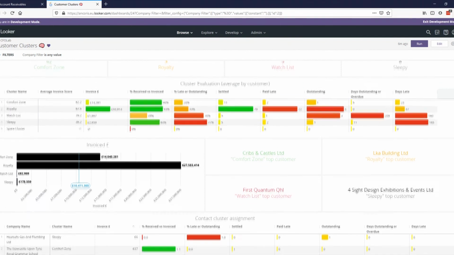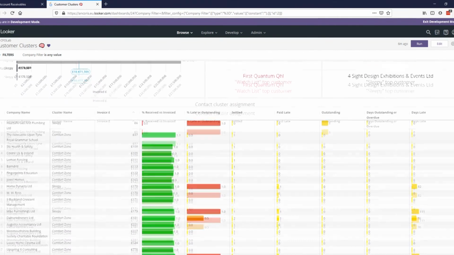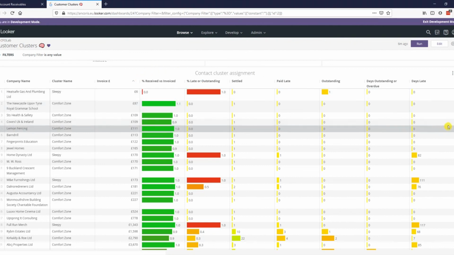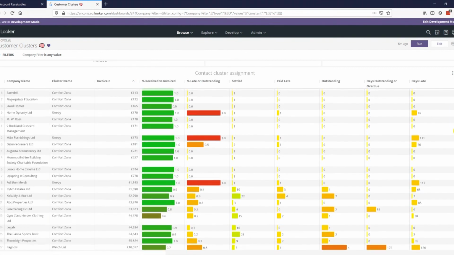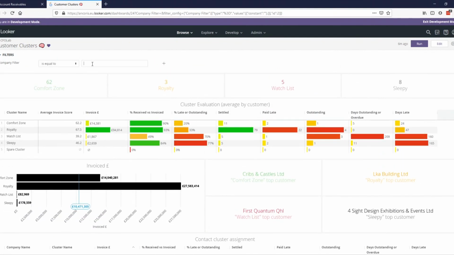Underneath, we have some more information about the clusters, and further below we have an exhaustive list of which cluster each of our customers were assigned to, as well as the features which dictated that assignment. If you're looking for a particular customer, no need to scroll, just find them with a filter.